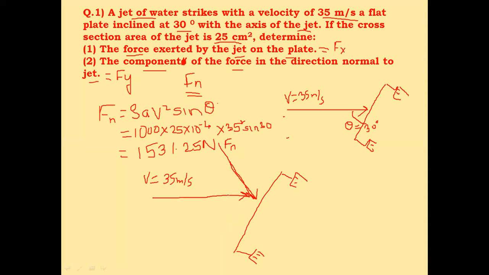We have found out Fn. Now, what we are going to do, we are going to find out its two components. One is the vertical, one is the horizontal. The horizontal is known as Fx, the vertical is known as Fy. Now, this is the angle theta here. So, Fx will be nothing but a sine component. So, Fx will be Fn into sine theta. And Fy will be nothing but Fn into cos theta.